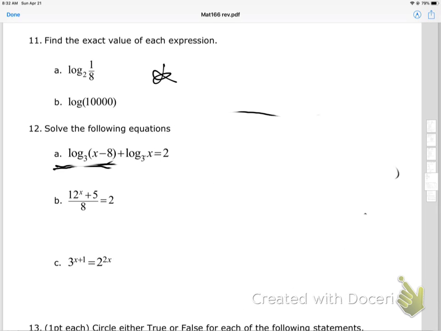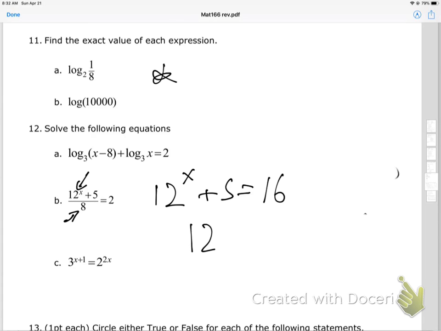Okay, next one. We need to get this by itself. So let's get rid of this 8 by multiplying both sides by it. That's 16. Now take away the 5. There we go. Take away 5 on both sides.